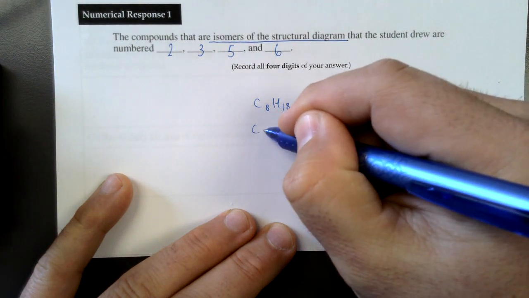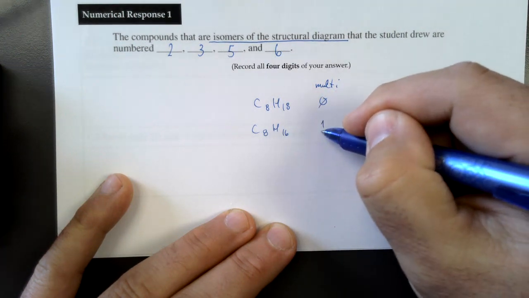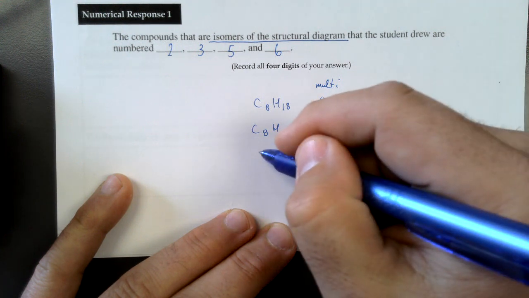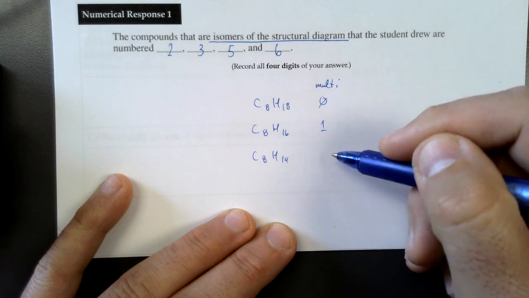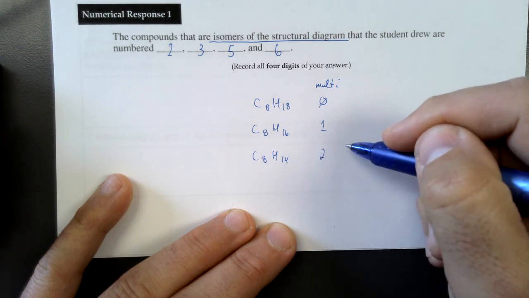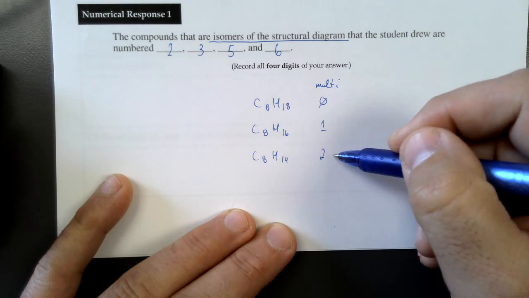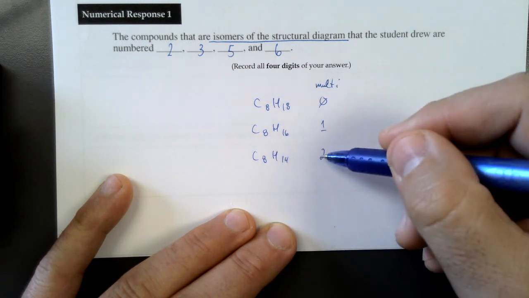But as soon as you go down by 2 hydrogens, you're introducing a multiple bond. Now, this could be a double, it could be a cyclo. If you keep going down by 2, you keep getting multiple bonds. So now this could be a triple bond, or 2 double bonds, or a cyclo and a double, or 2 cyclos, all sorts of things. This is how I like to think of isomers.